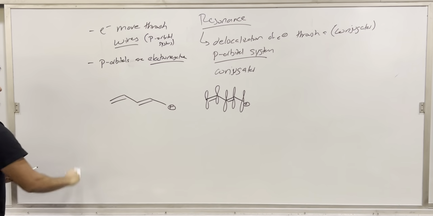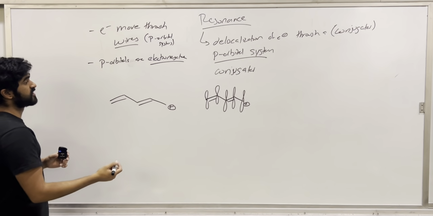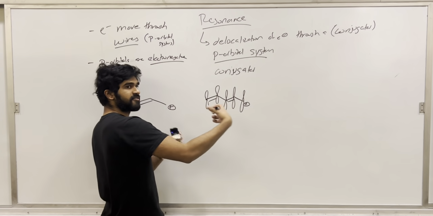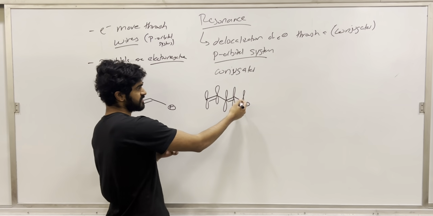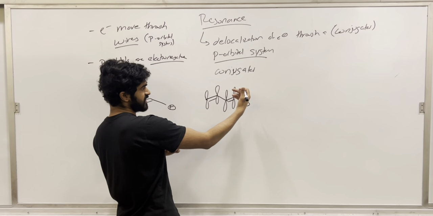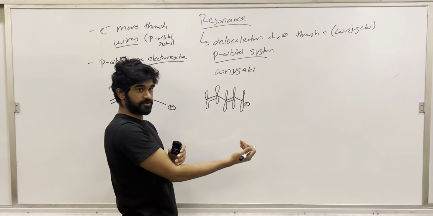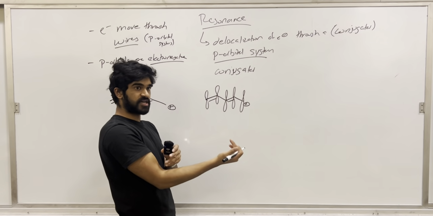Right? P orbitals are electronegative. So if you can imagine, these p orbitals over here and this p orbital over here, they're fighting for the electrons, right? And since this p orbital is pulling on the electrons and it has a positive charge, you want to donate to that positive charge, don't you? You want to donate some electron density to the positive charge.